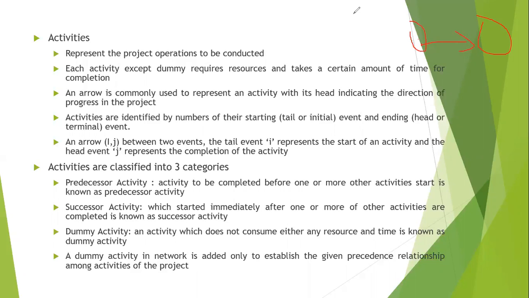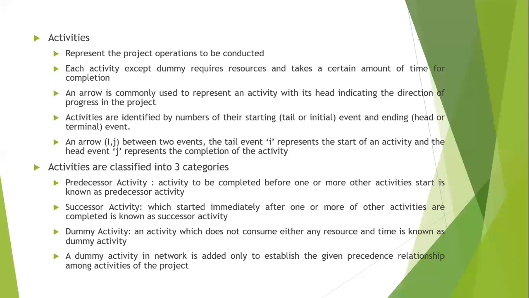Now why is this required? If you are good with drawing the network diagram, many questions are based on this. In this entire chapter, everything is based on the network diagram. Okay, an activity is identified by the numbers of the starting event and ending event. So each activity is defined by the numbers of the starting event.